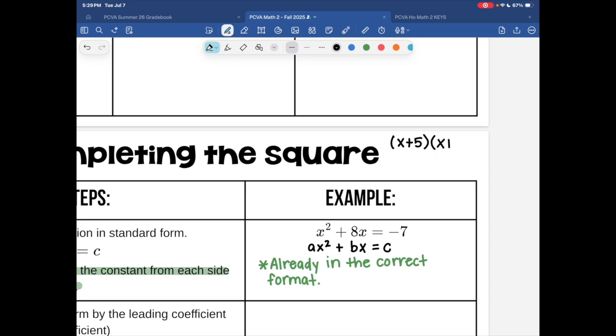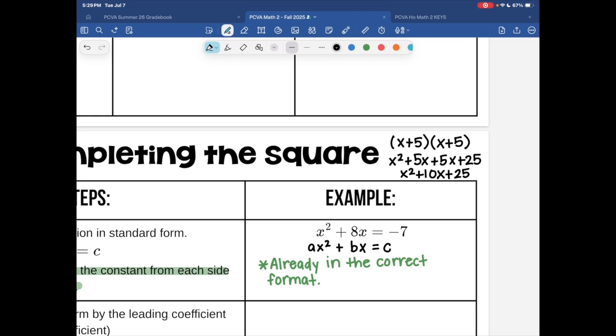So if I have x plus 5 times x plus 5, if we multiplied that, that's going to be x squared plus 5x plus 5x plus 25. And then, of course, we can combine those together and we get x squared plus 10x plus 25. That is what we call a perfect square trinomial.